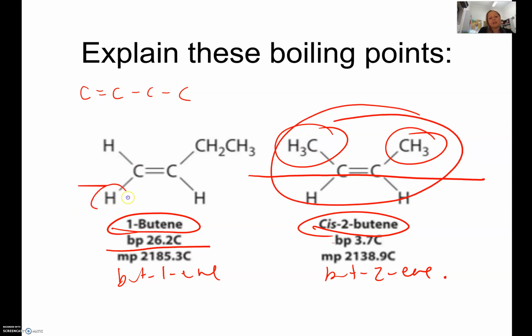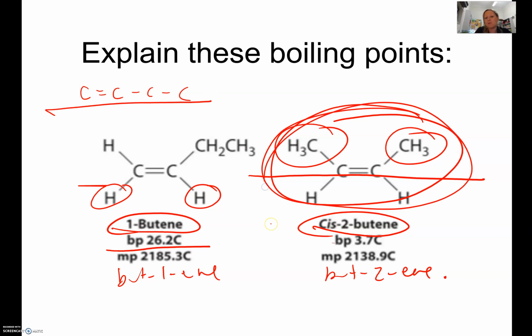So this one, because these are just hydrogens, is able to sit like a straight chain, and this one is in fact more branchy, can't pack together as tightly, so there's less surface area for this one here. Now this is pushing into kind of a level 3 type question. I just thought I'd show it to you to expose you to some proper chemistry here.